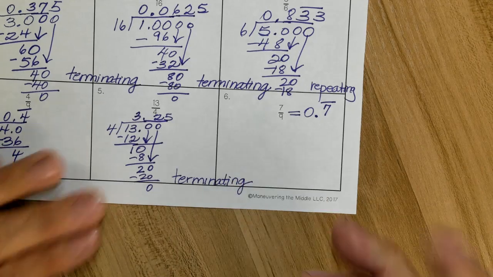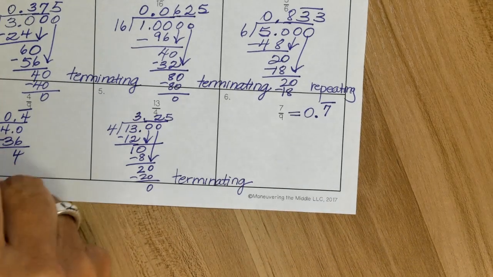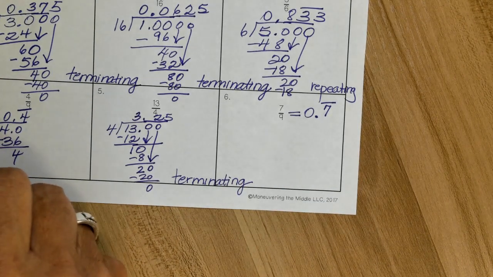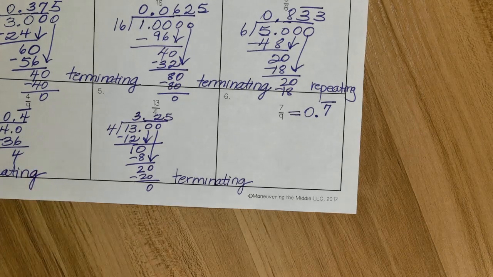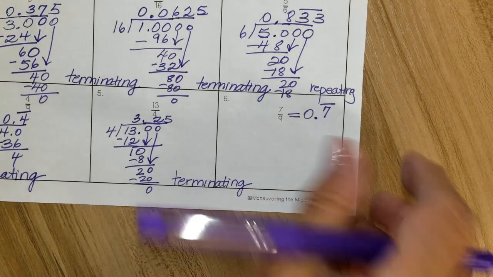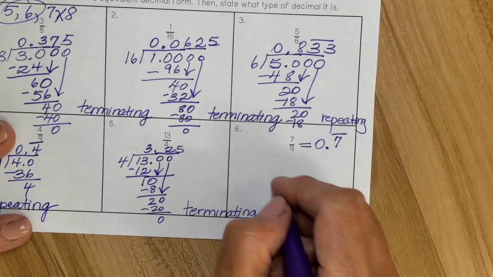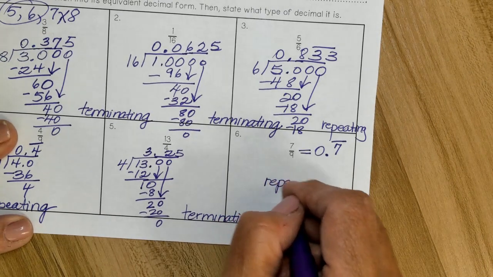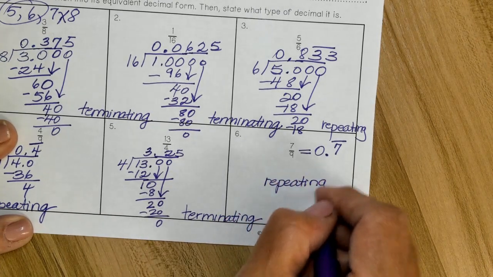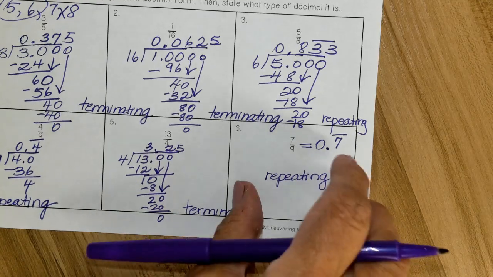Okay, flip over to the back. Oh, and I forgot to put that this was repeating. Okay, question? We've already done this last one. Oh, yes, it's repeating. Thank you.